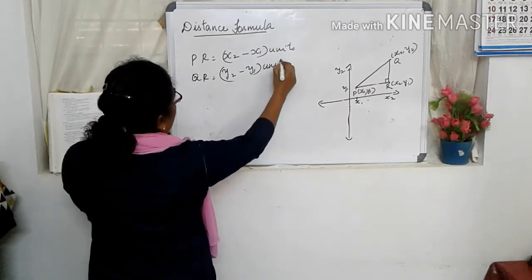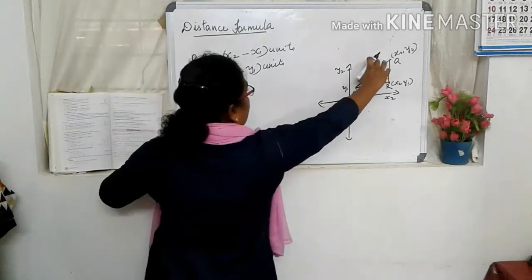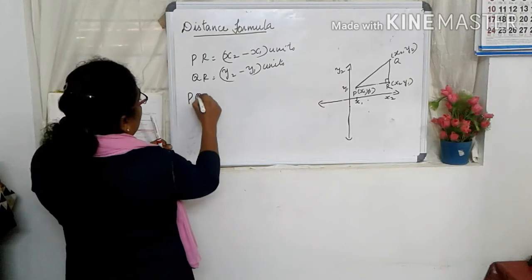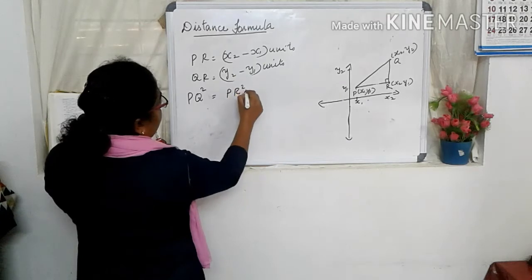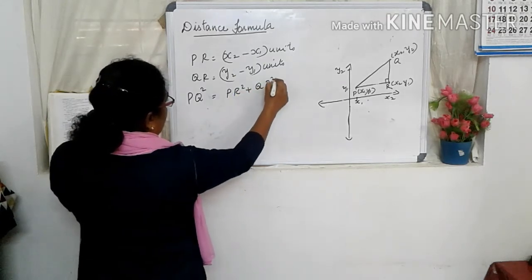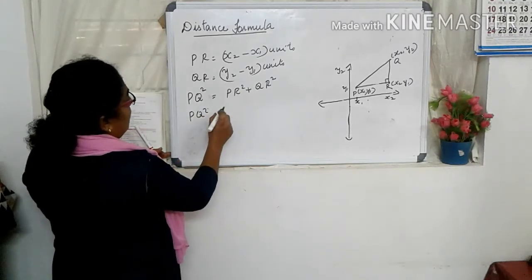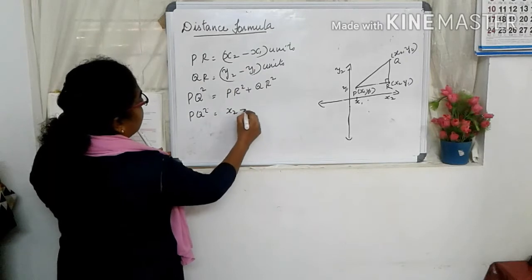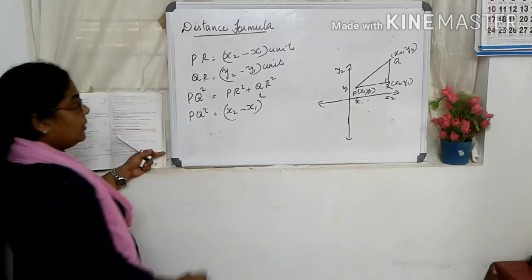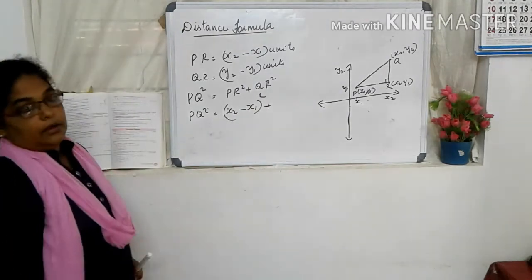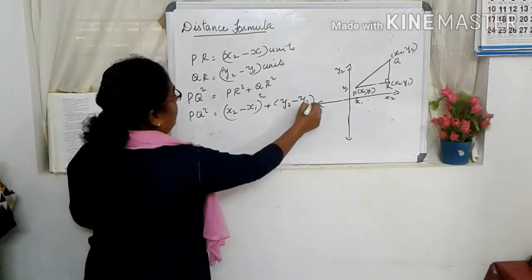Similarly, we have to use which theorem? Pythagoras theorem to get the length of PQ. So, we know PQ square, the hypotenuse square, is equal to base square plus height square. That is Pythagoras theorem. Therefore, PQ square is equal to PR, how much? X2 minus x1 whole square, because two terms are here. Next one, QR. What is QR? Y2 minus y1 whole square.